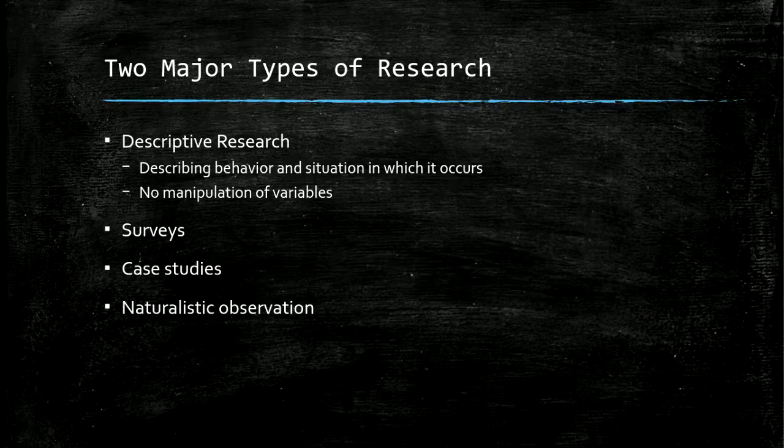So we'll be discussing two major types of research: descriptive research and experimental research. With descriptive research, you're only describing a behavior and the situation in which that behavior occurs. You're not manipulating variables. You're not changing anything. You're not making the behavior happen or not happen. You're simply describing the behavior and the situation in which the behavior typically happens.